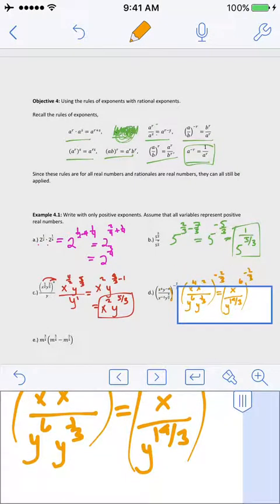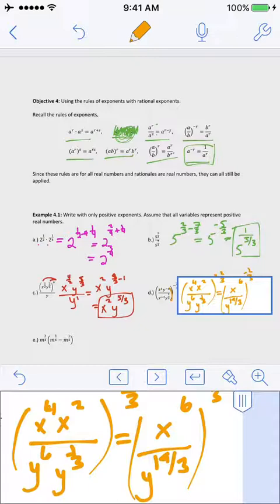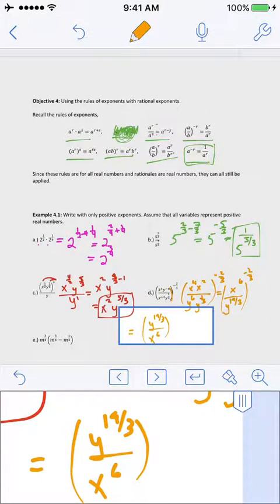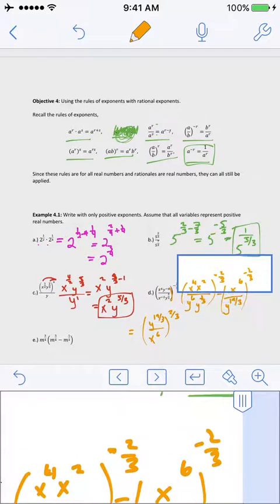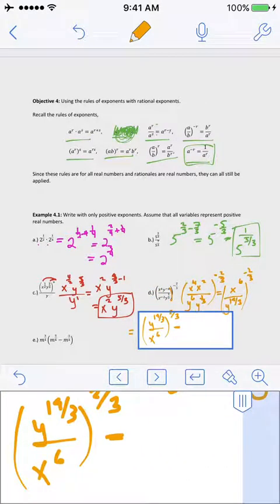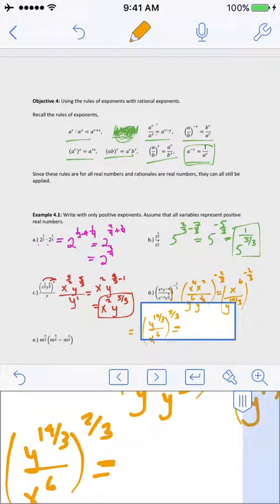So I'm going to start with the negative 2/3 now. The negative part says I'm going to flip it. So I have y to the 19/3 over x to the 6th, pardon me. Now that's to the positive 2/3, right? So I just took away that negative. And then I can use distribution rule. 2/3 times 19/3. Let's see, 2 times 19, I think it's 38. Yep, 38.